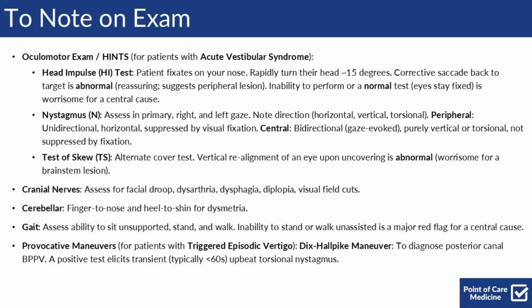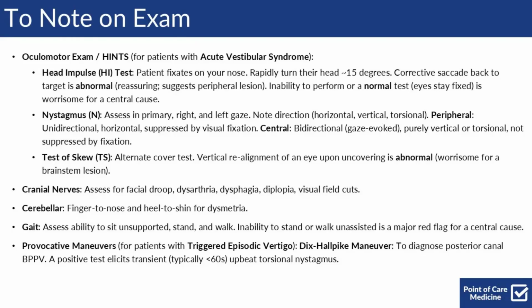Start with vitals, including orthostatic blood pressure and heart rate. Measure after the patient has been lying supine for 5 minutes and then again at 1 and 3 minutes after standing. Also check for fever and hypoxia. On the general exam, look for pallor, sweating, or signs of dehydration. The neurological exam is the most important component.